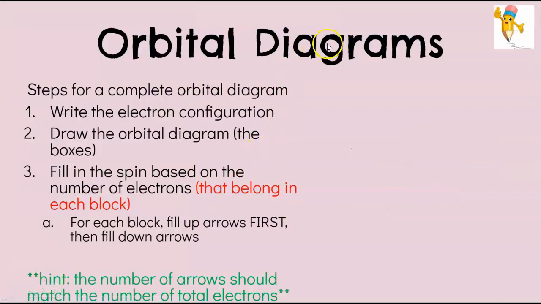So here are the steps you're going to follow for writing orbital diagrams. 1, you're going to write the electron configuration. 2, you're going to draw the orbital diagram.